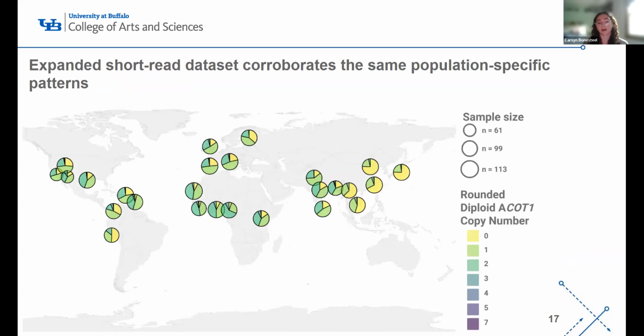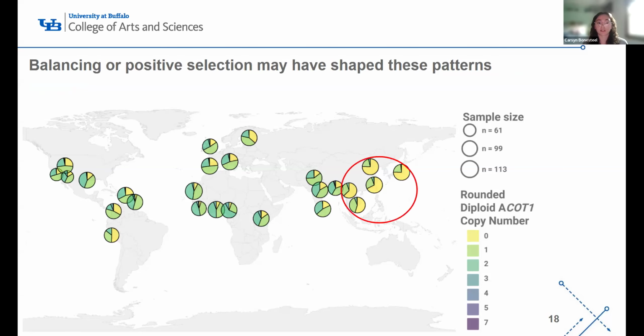So we wanted to expand our data set from about 650 haplotypes to around 2,500 individuals from the 1,000 Genomes Project. And this is where we're using the gene2cn tool to call copy numbers for ACOT1. And we're seeing very similar patterns as suggested in our long-read analysis. And interestingly, we see this pattern in East Asia, where most individuals lack ACOT1 altogether. So they have that ancestral absence haplotype.